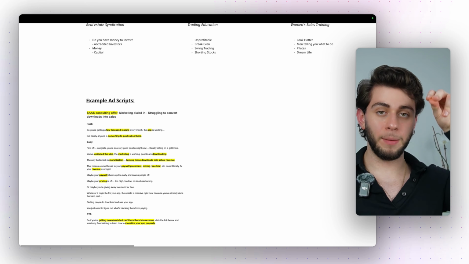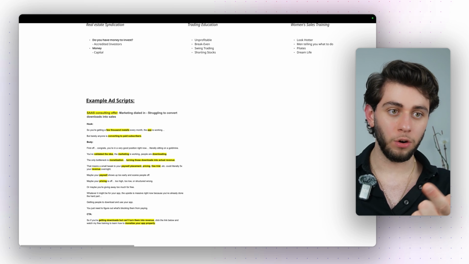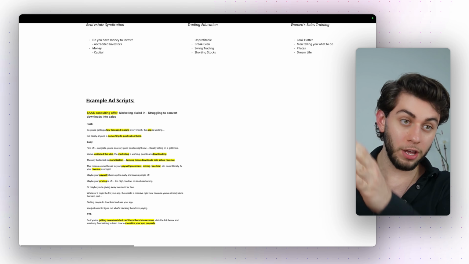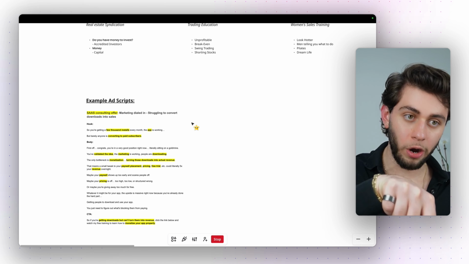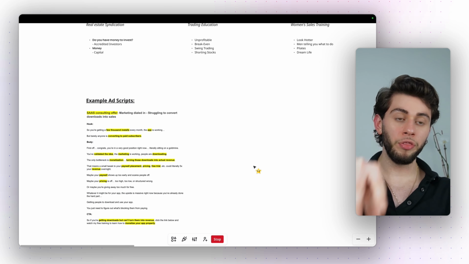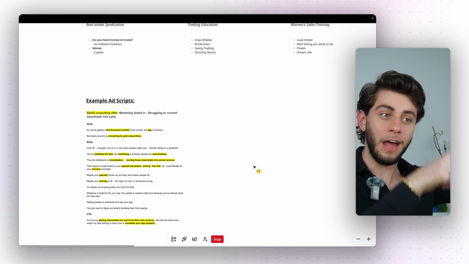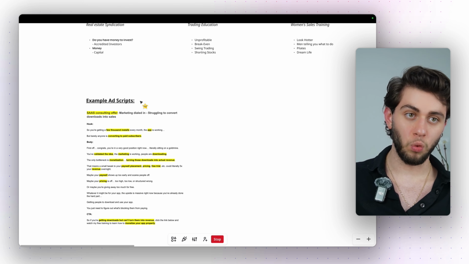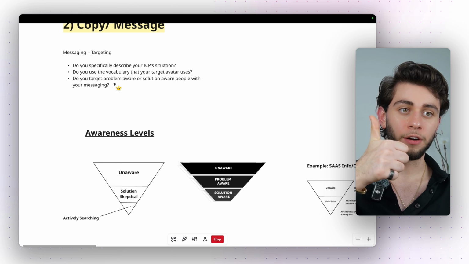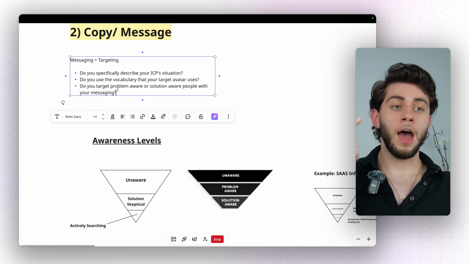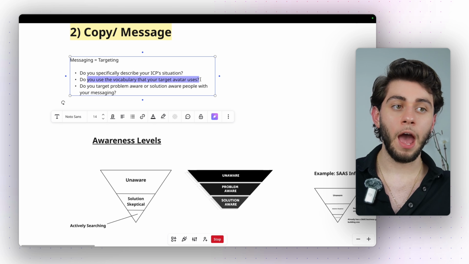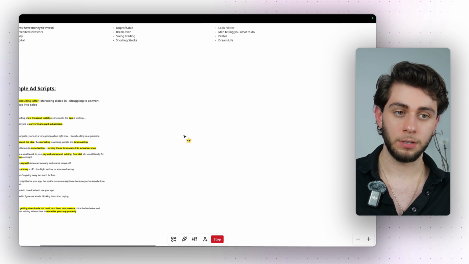They know if somebody has an app and is struggling to grow it or is struggling to convert free users into paid customers. They know that, okay? So they're gonna try and use the words that you're using in your ads and put them in front of that type of person that might convert from them, okay? That's how it works, all right? You have to understand your ICP situation and explain it specifically, all right? And while you're doing that, you also have to use the vocabulary that your target avatar uses, right?